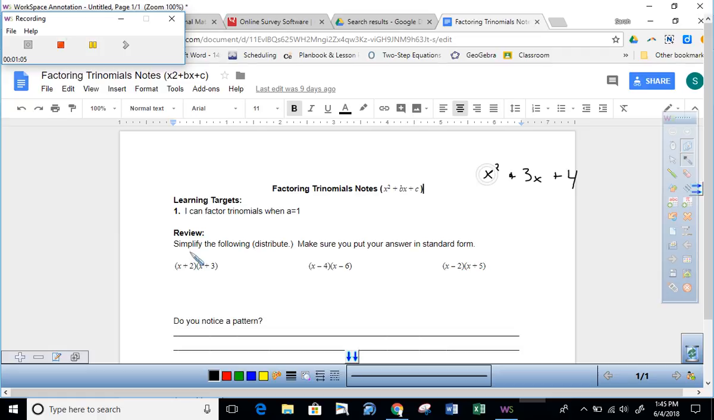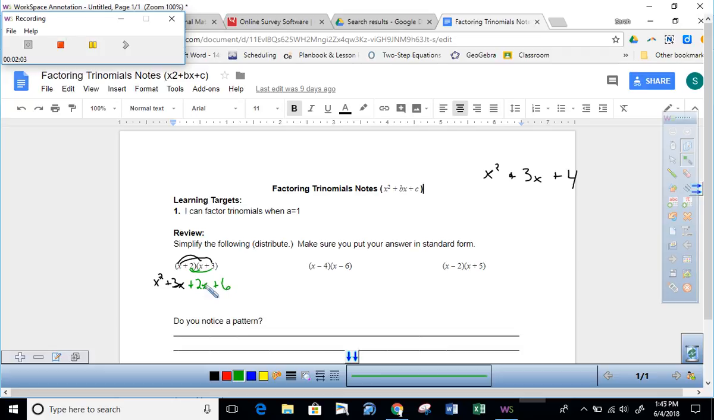I'm going to show you one, because my real goal here is for you to see a major pattern. And if you don't distribute right, you're not going to see the pattern. So if I do x times x, I'm going to get x squared. If I do x times a positive 3, I'm going to get plus 3x. I'm going to change colors because now I'm dealing with the second part of that binomial. So 2 times x gets me plus 2x. And then 2 times 3 will get me plus 6.